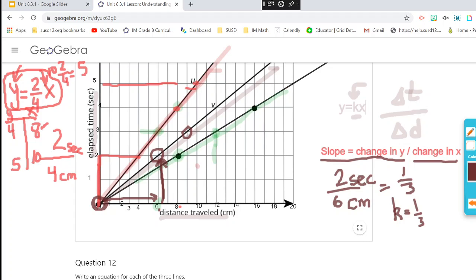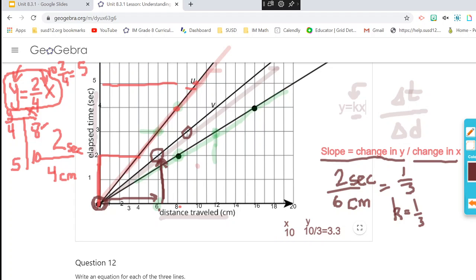I'm going to make a little table here, and I'm going to have some x values, and I'm going to have some y values. This is for Ant, so I'm using Ant's color. Let's say when x equals 10 centimeters, what is the y value for Ant? Well, according to my equation over here, it's going to be 1/3 of x. So y is going to be equal to 10 divided by 3. 10 divided by 3 is about 3.33333.